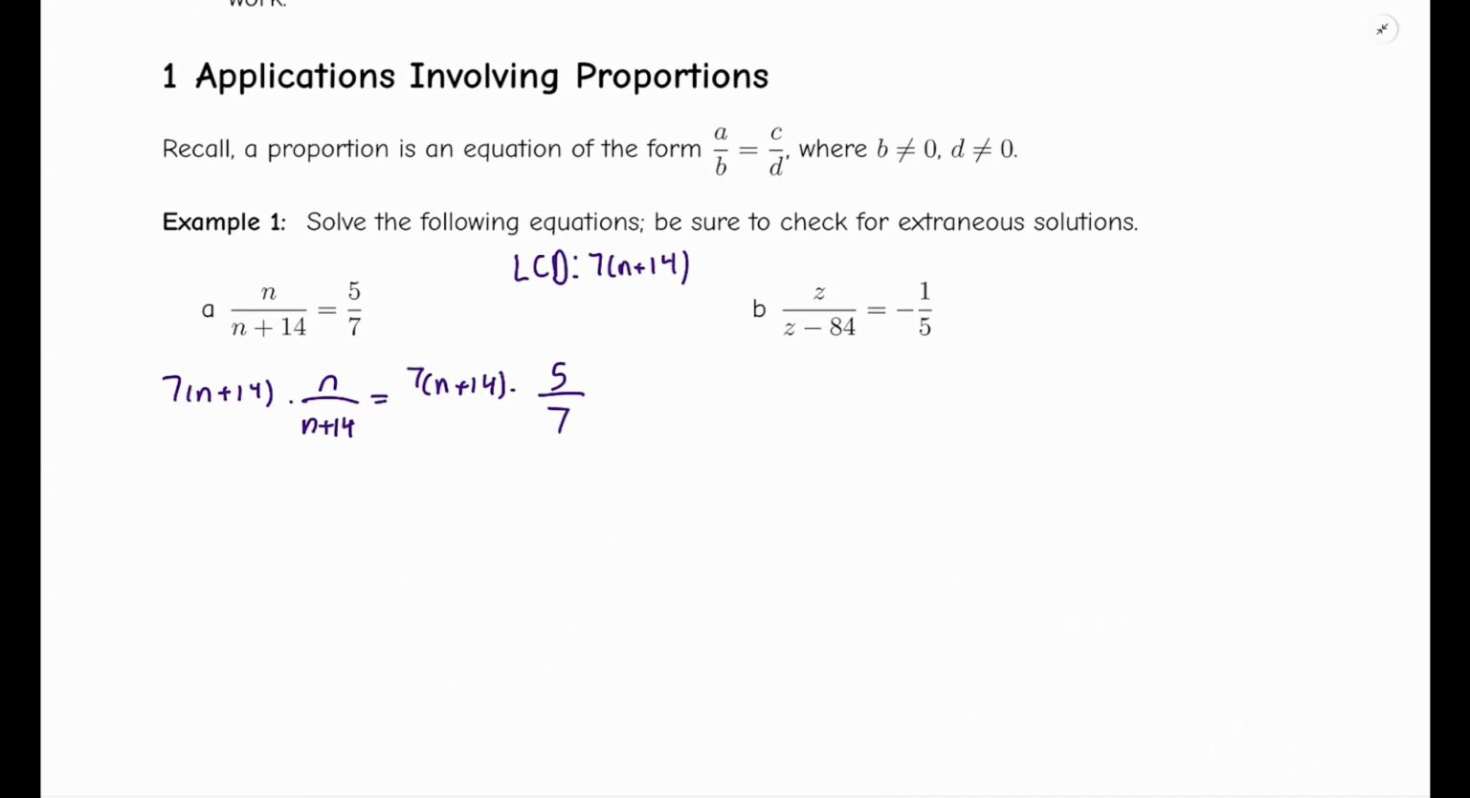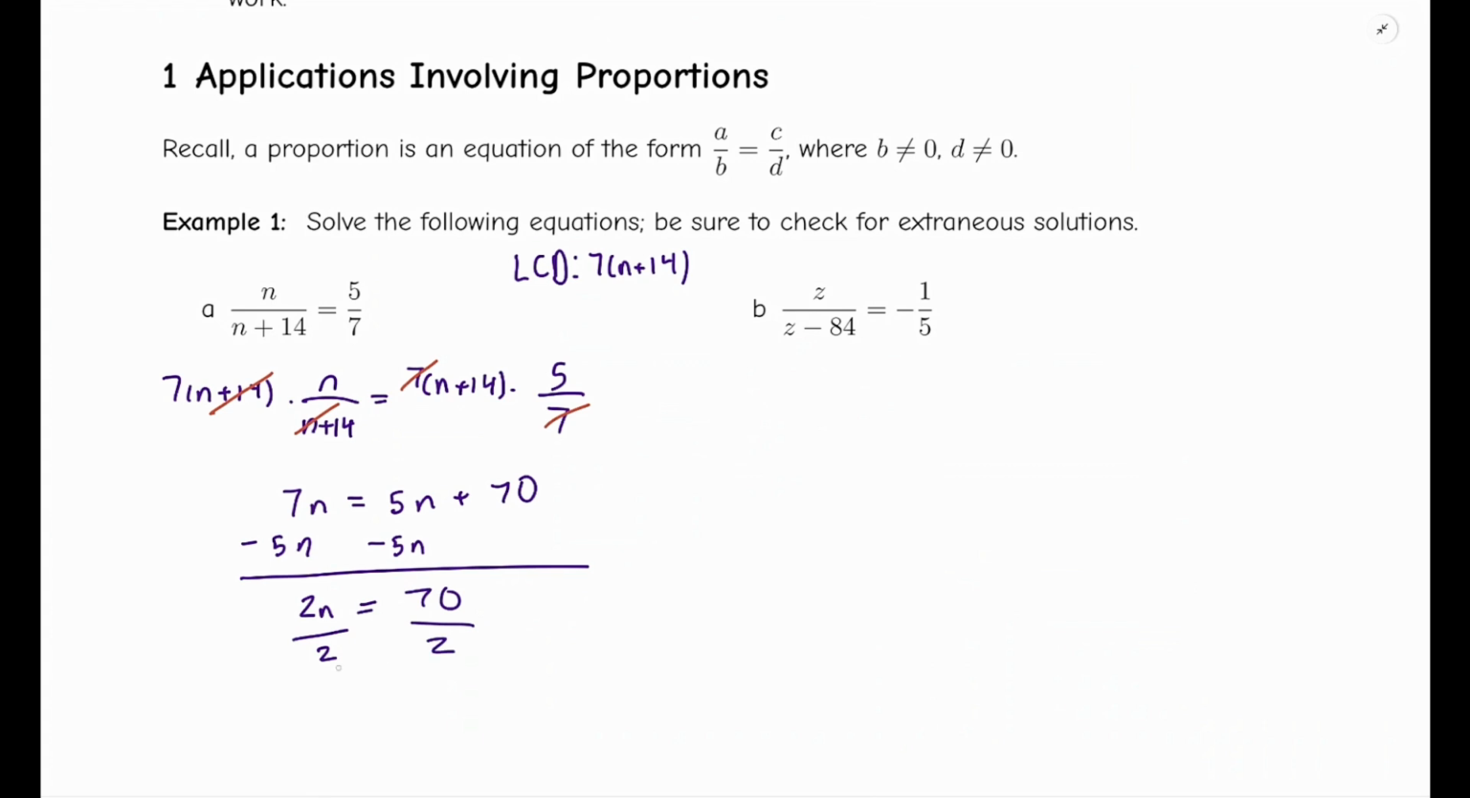The m plus 14 cancels on the left. The 7 cancels on the right. So we're left with 7n equals 5n plus 70. Subtract 5n from both sides. We get 2n equal to 70. Divide by 2. And we get n is equal to 35, which does not make the denominator, the LCD, equal to 0.